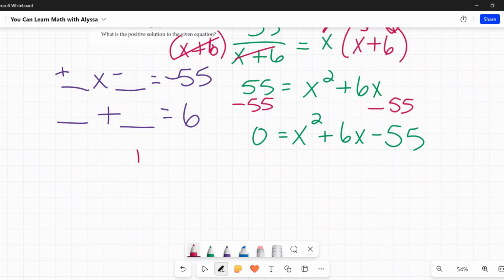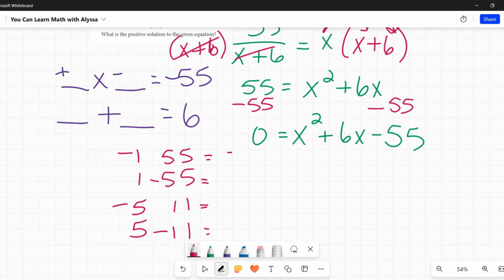So it's 1 times 55. And because it's negative, I'm going to write it twice because this could be negative 1 times a positive 55 or a positive 1 times a negative 55. The only other factors that 55 has are 5 and 11. Again, because it's negative, I'm going to write it twice because it could be negative 5 times 11 or 5 times a negative 11. Now I'm going to add each of these together.